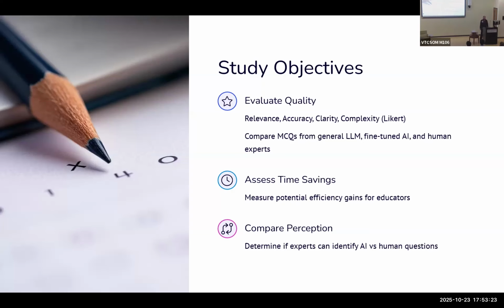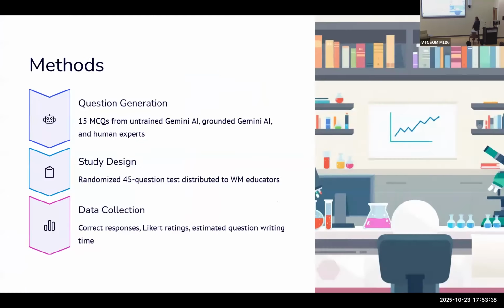After looking at the quality, we wanted to assess what people thought the time savings would be by using AI instead of writing the questions themselves de novo. And then we also wanted to compare the perception. Could our audience tell the difference? Because a lot of people think they can tell the difference.